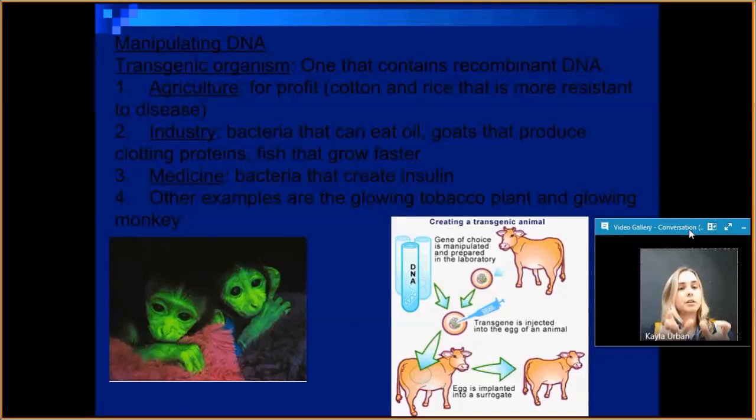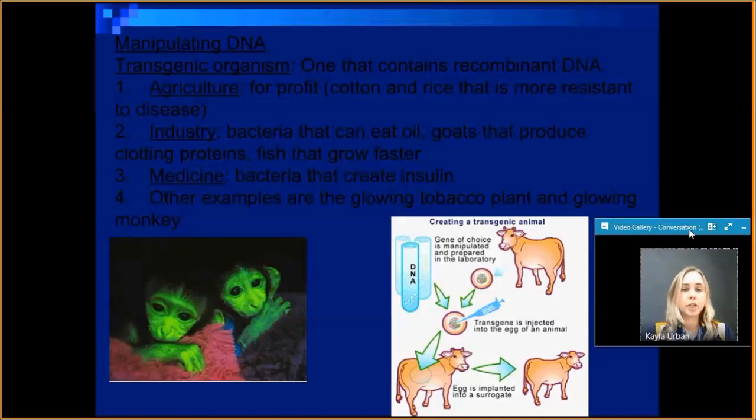You can just turn on a black light and see if the animal glows. And if it glows, if that glow gene got in there, so did the gene that you're trying to study. So it's an easier way for scientists to see if the gene that they put in there, because they want to study to see if it's going to help cure a specific disease or help with a treatment or anything, is working, or if it's actually there. And then they can proceed.